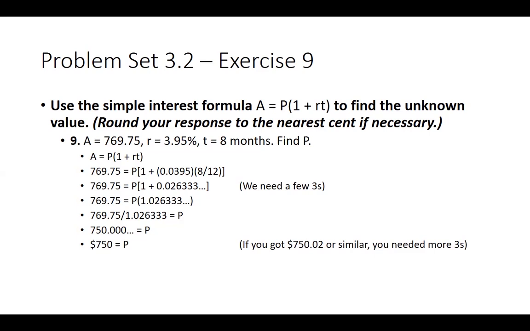But 1 plus 0.026, then a bunch of threes is 1.026, a bunch of threes. Divide both sides by 1.026333, and we get 750.000. $750 is P. But a note, if you got $750.02 or something similar, you just needed to add more threes into your calculation, and eventually it will come to 750 exactly.